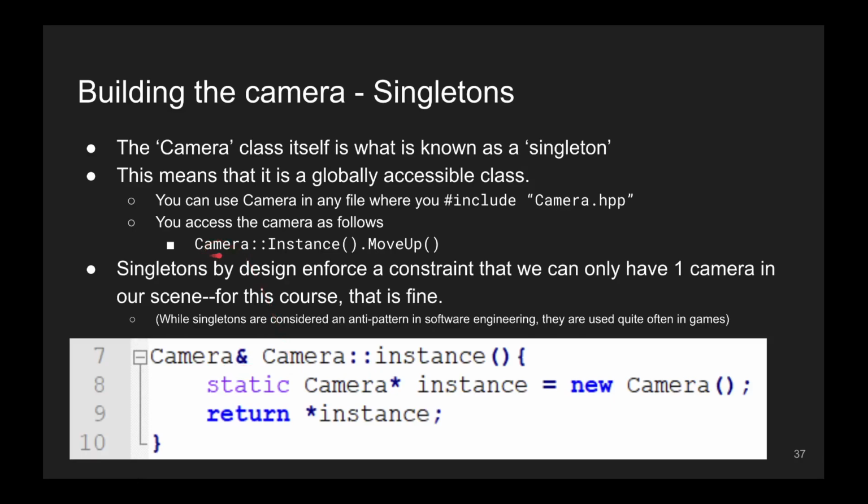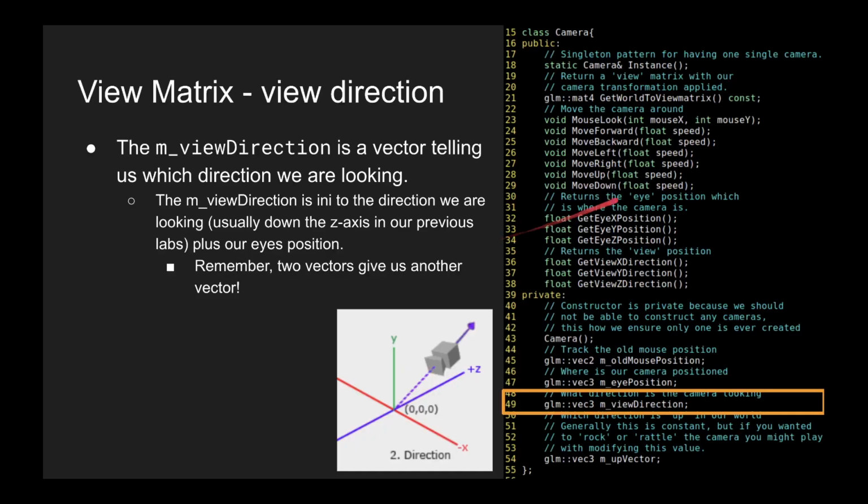So you're going to notice in your code, when you want to use it, you do Camera::instance, calling this function, dot MoveUp. And that will call MoveUp and move your camera around. And then when you actually want to use this camera, you're going to have a function called GetWorldToViewMatrix, and this returns the view matrix for you.